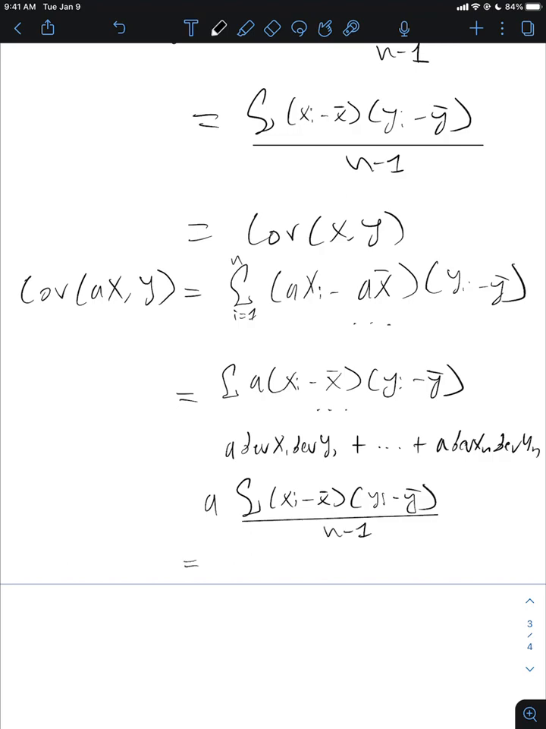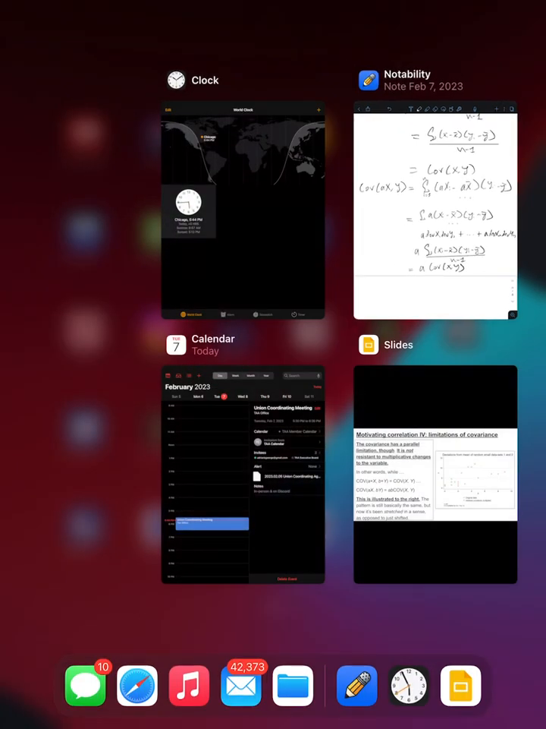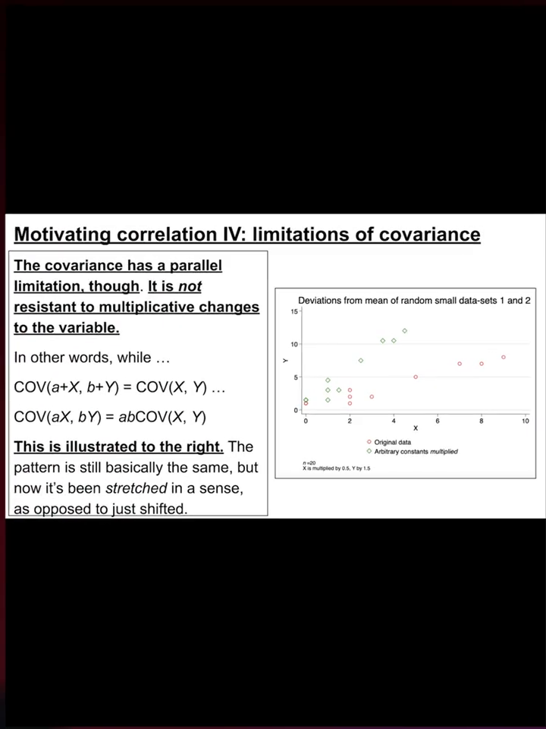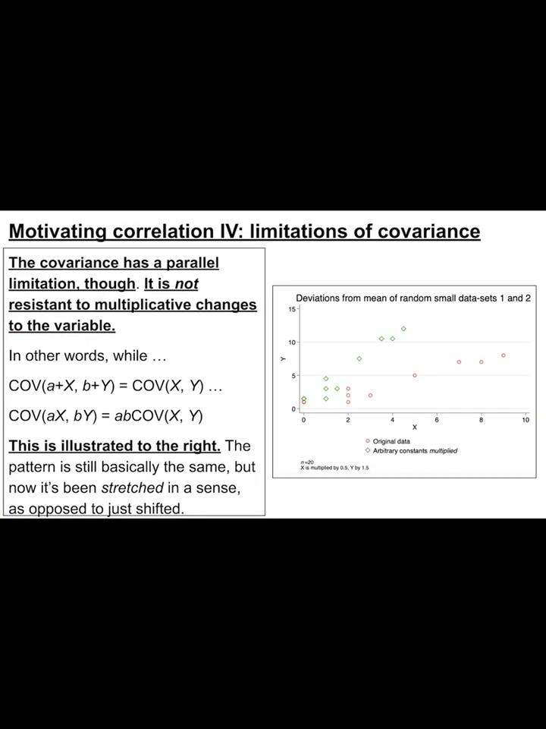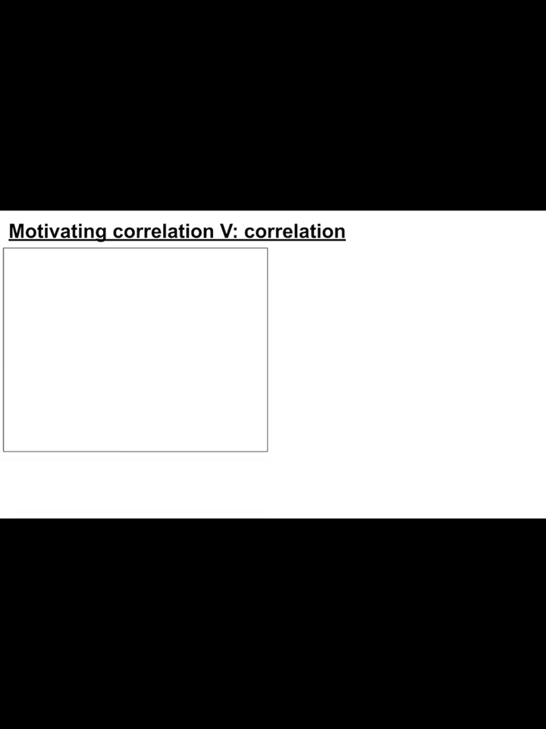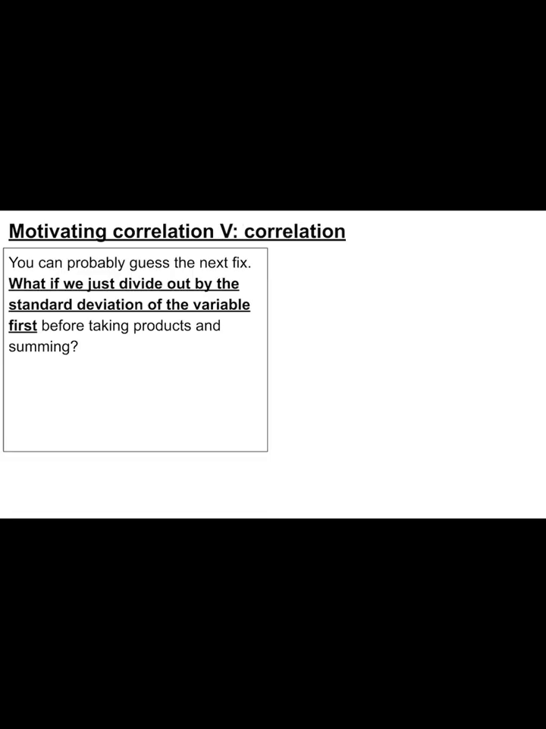So this is equal to a times the covariance of x and y. Okay. So how are we going to fix this particular problem, which is represented here by the fact that even though we have centered both of these variables, because I multiplied one pair of the variables by a constant, well, two constants, it actually went ahead and changed the pattern and it changed the numeric answer. So you can probably guess the next fix.